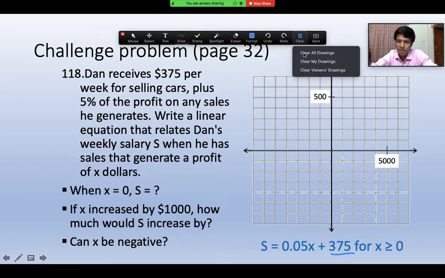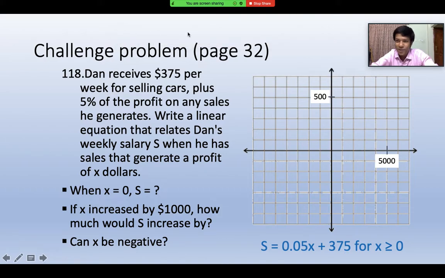So it cannot be negative. That's why we said that x is greater than or equal to 0. Either he does not sell anything, so he does not make any profit, or he makes some profit. It's not like he made negative profit. I mean, this is not a good employee if someone makes negative profit, right? Nobody will keep that employee. They will say, no, thank you very much. If you make negative profit, it means you are selling the company without any profit. So this is the graph of this line.